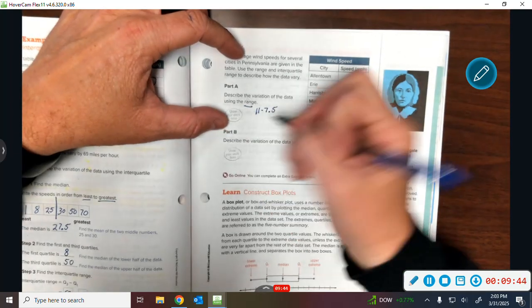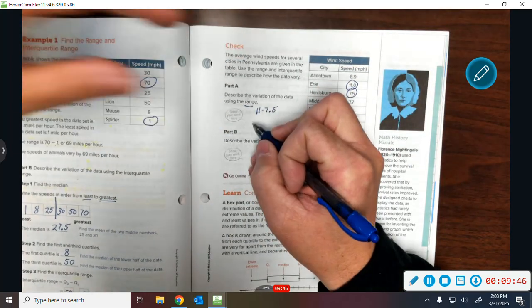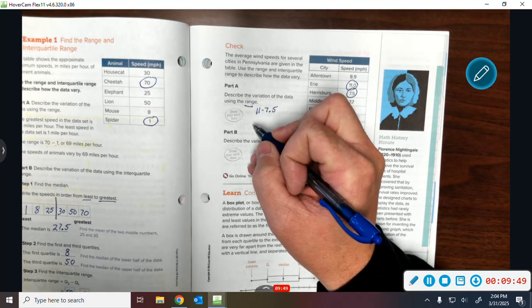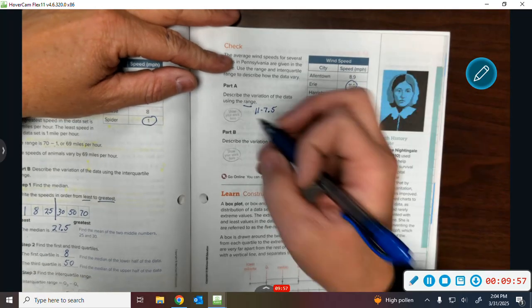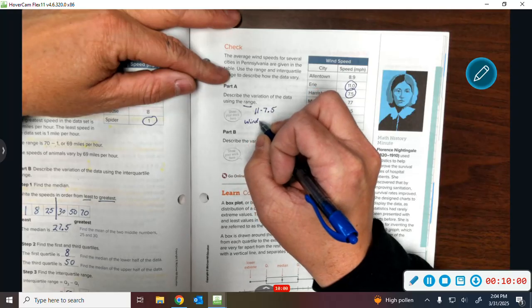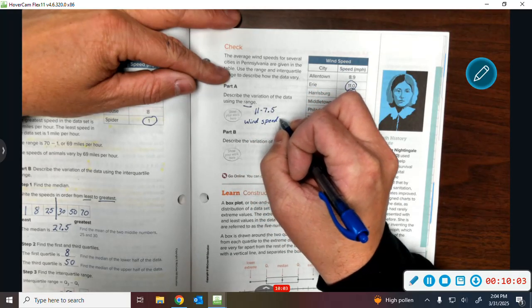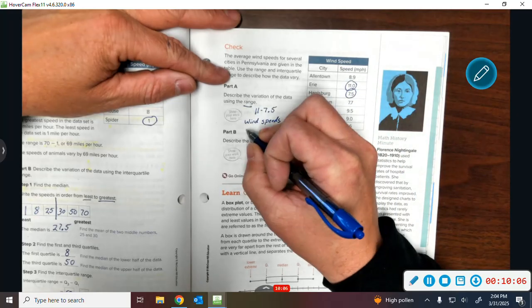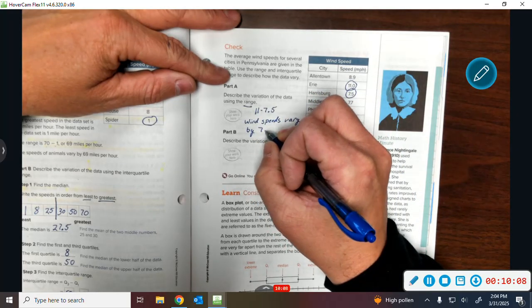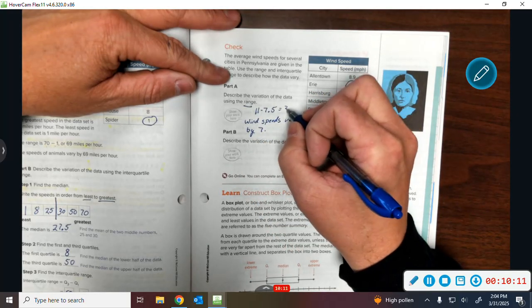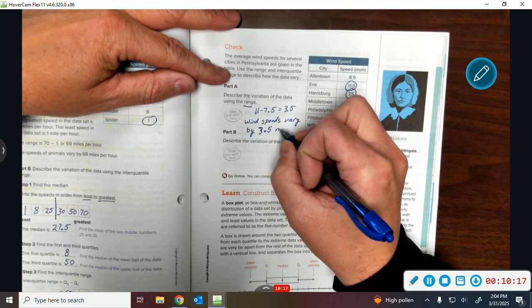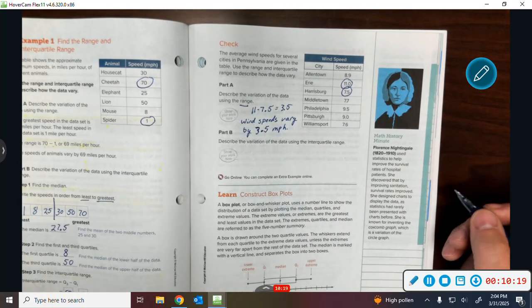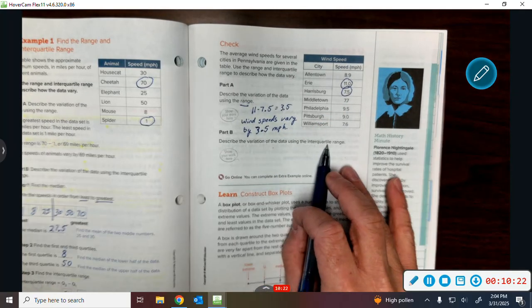So how do we say that? The wind speeds vary by, what did we say, 3.5? Wind speeds vary by 3.5 miles per hour. Now we're going to describe the variation of the data with the interquartile range.